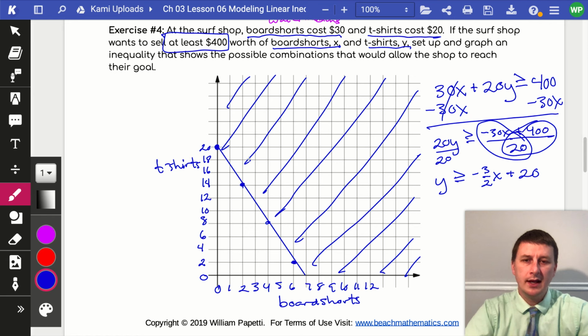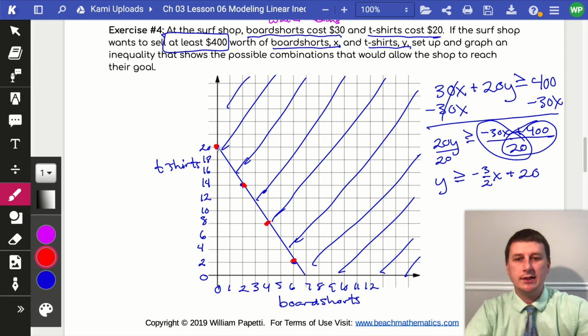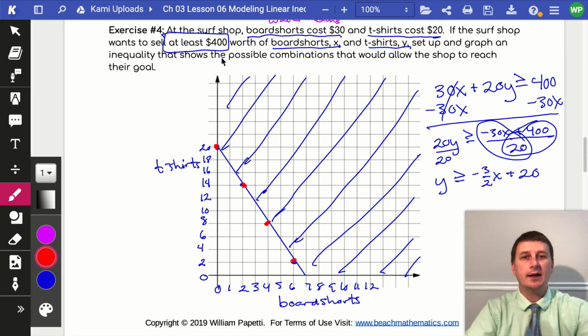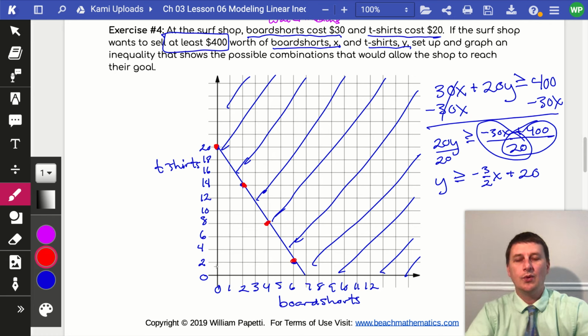Okay? And again, if we want to go up all the way to this line, you could see that they would have to sell at least 6 board shorts and 2 t-shirts to make that $400. Or they'd have to sell 4 board shorts and 8 t-shirts, or possibly 2 pairs of board shorts and 14 t-shirts. And if they did not sell any board shorts and they sold 20 t-shirts, they would still make at least $400. They'd make exactly $400, which is okay. But anything in this area would be not enough merchandise sold to reach their goal of $400. So we do not want to include any points that are in the unshaded area.